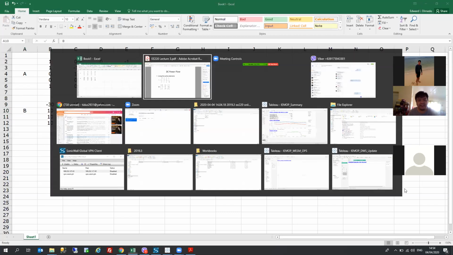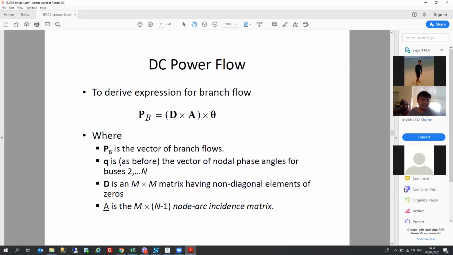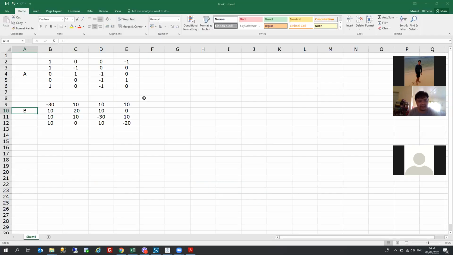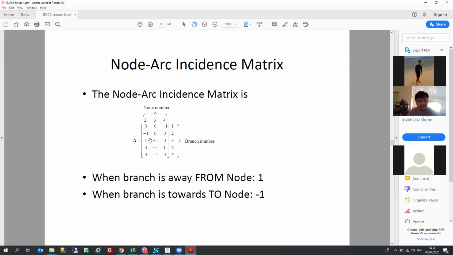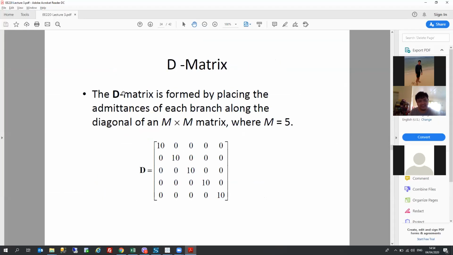So meron tayong node arc incident matrix tsaka B matrix. Next. So ayan, nakita nyo, tinanggal lang yung column 1. Yung pinakita, ito na lang. Itong part na to, ito yun: 0, 0, negative 1, negative 1, 0, 0. Diba ito yun? Okay? Next. Now, let us get the D matrix.